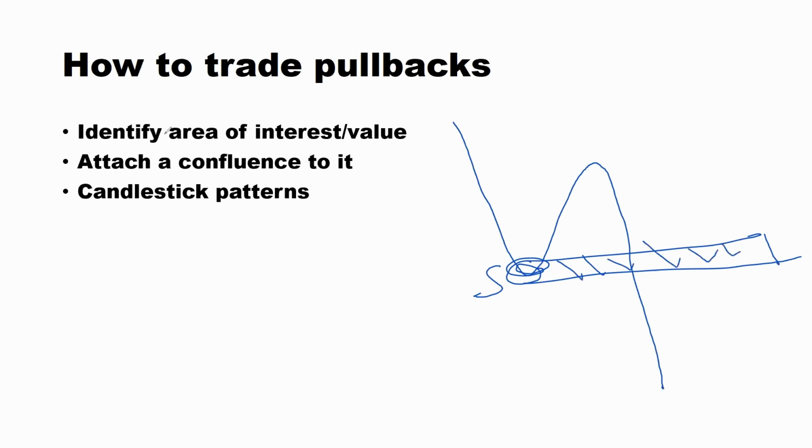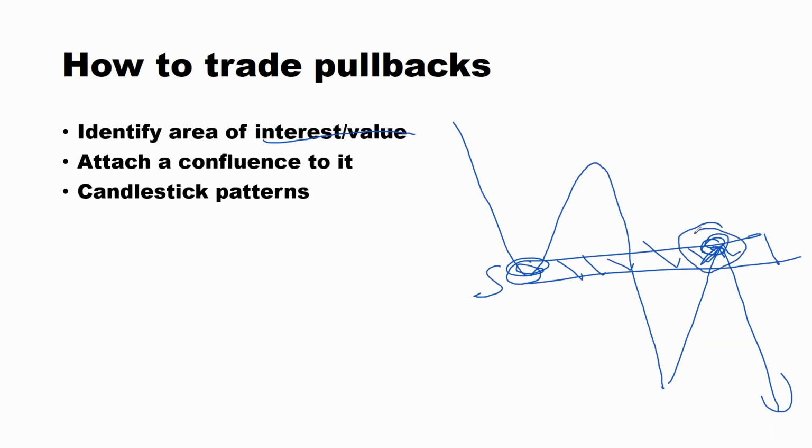We're saying that first identify the area of interest, this one here, or the area of value. After identifying it, now we have identified it as this area here. We want price to come back to this area before we can take our trade. Now, a place of interest or a place of value is an area where you're looking at taking your trade.